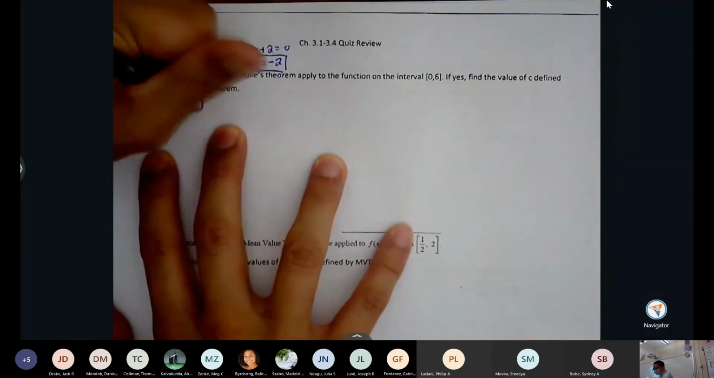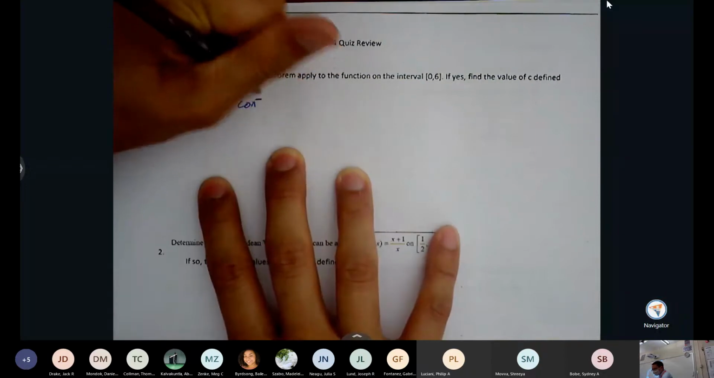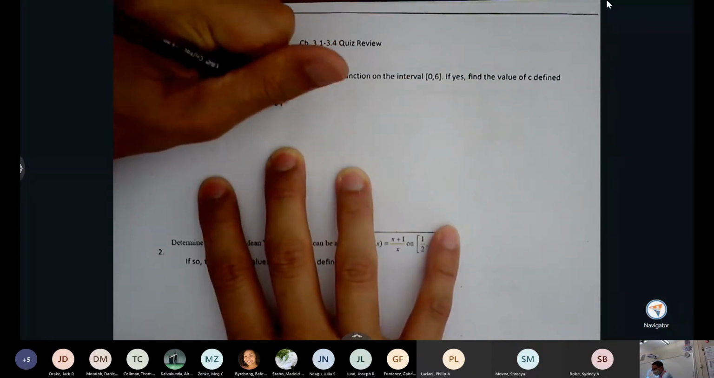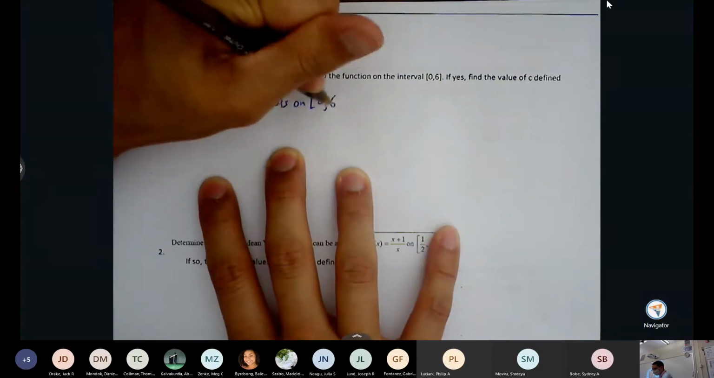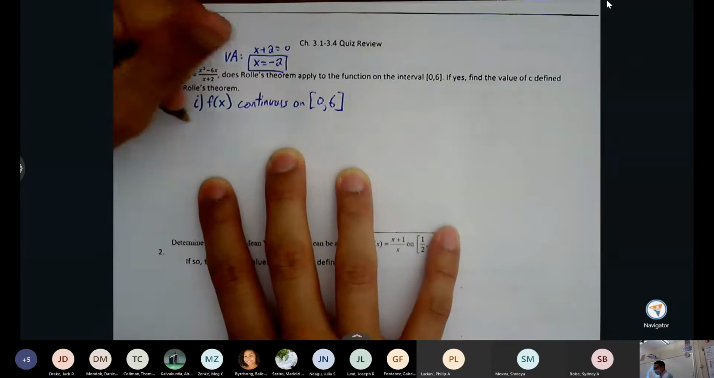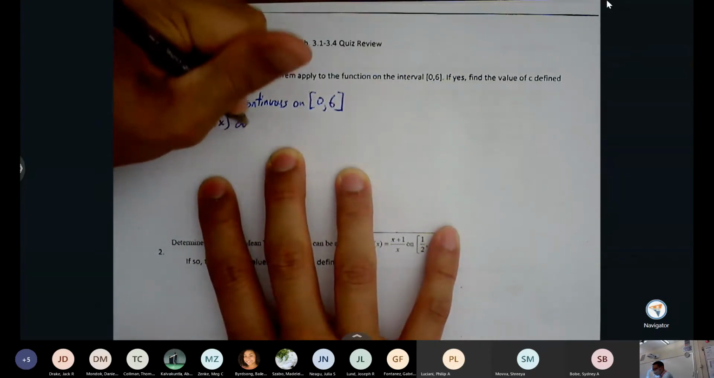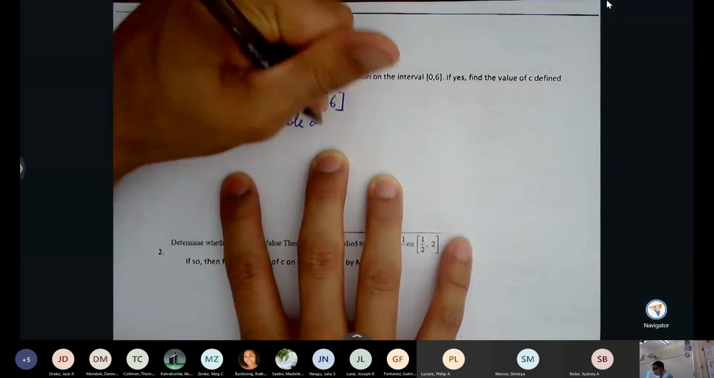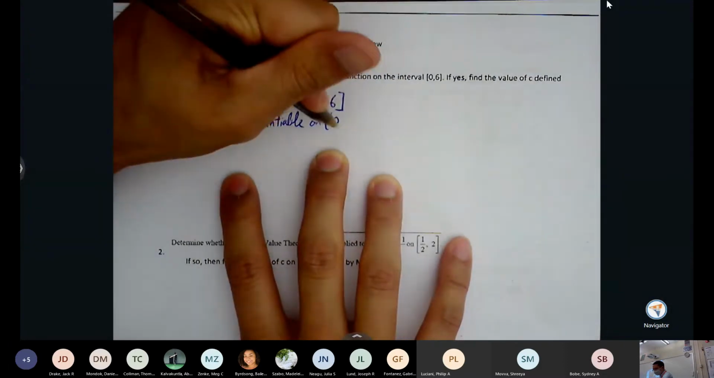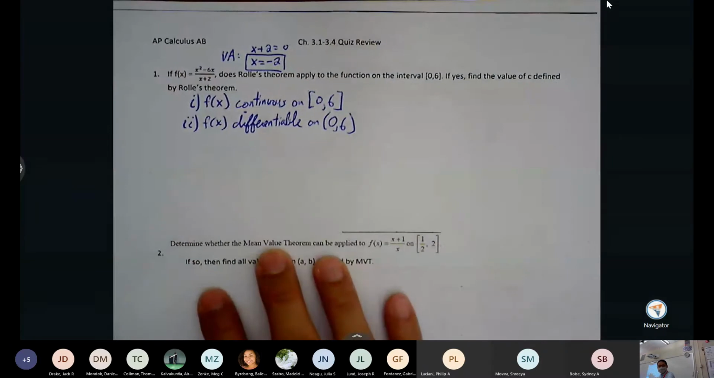So first condition, we know our function is continuous on the closed interval. Make sure you specify bracket 0 to 6. And then differentiable. Sorry about my key. I didn't specify the distinction, but we need to have the distinction there. Parentheses for differentiable and brackets for continuity.